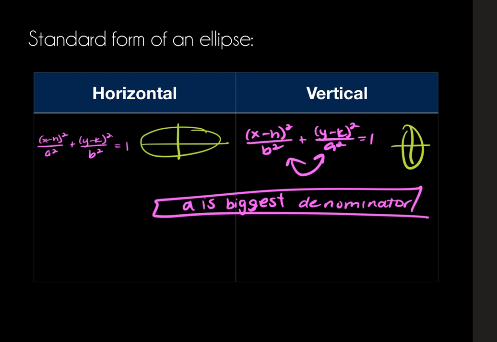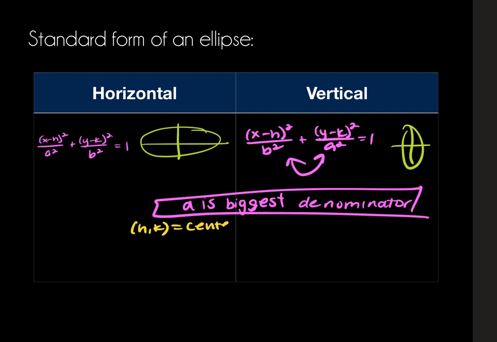So we just keep a squared first, like for everything? You can. Then the y would go first on a vertical. So on the vertical, the a is under the y. Correct. And the horizontal, it's under the x. Yep. And then your h, k is your center.